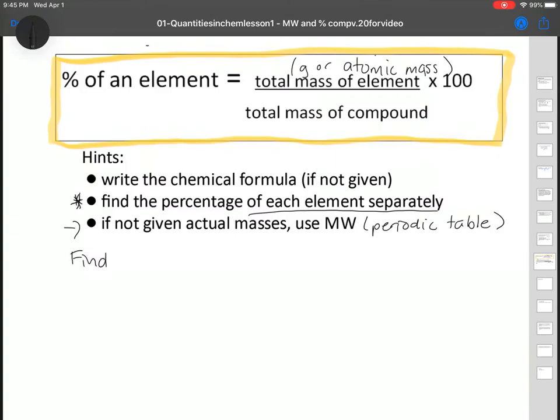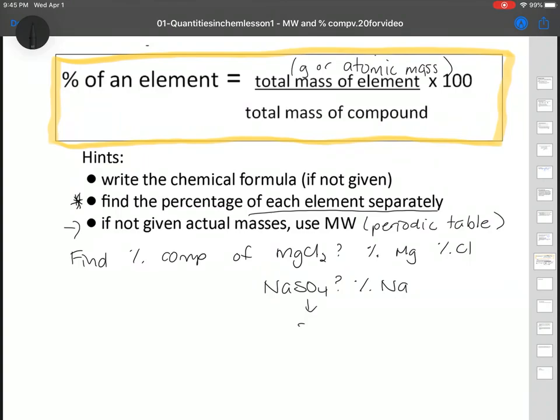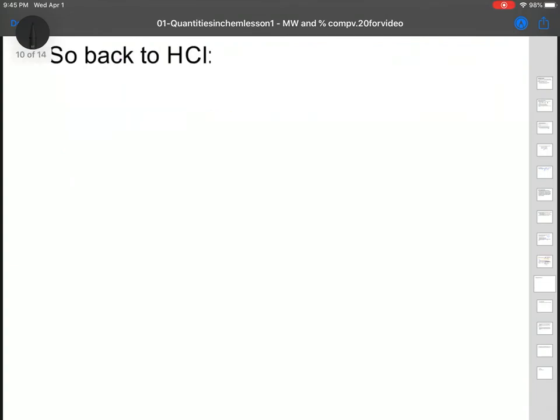Now, most of the time, if it was, find the percent composition of MgCl2, then that's no big deal. You do percent Mg and percent Cl, sorry. The thing that can trip people up is, what if it's something like this, NaSO4, then you'd want to do percent Na, and this is one instance where we are going to split up the polyatomic ion. So you would find the percent S and the percent O separately, okay? So just be wary of that.